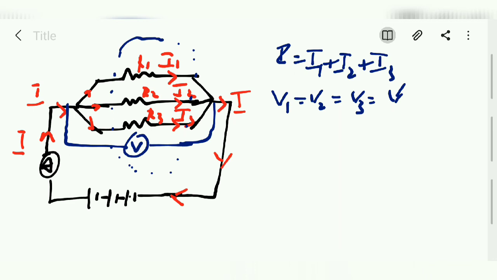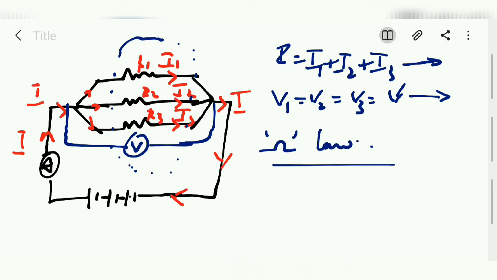Now I think by this time you should know what we are doing. So last time in series we took voltage into consideration and we derived the equation, but this time what is changing is current, so we need to consider current. And now applying Ohm's law. Okay, so now what we need to do, we need to apply Ohm's law. Now let's do it.